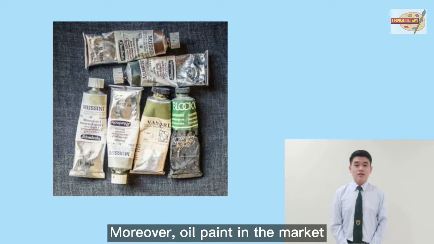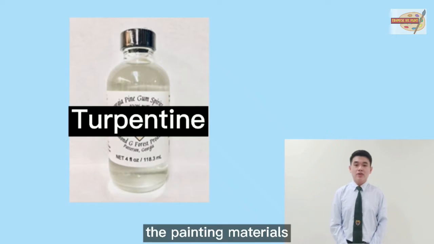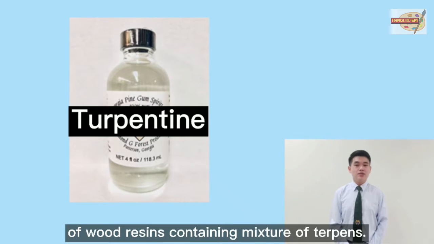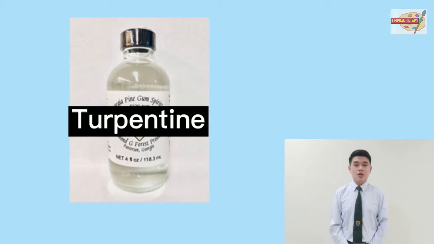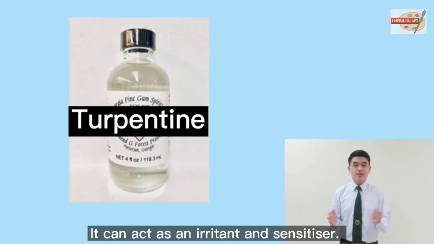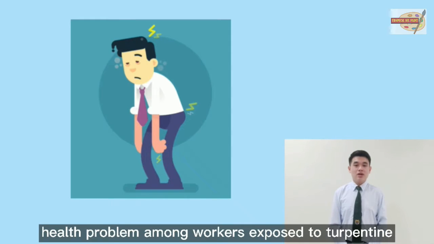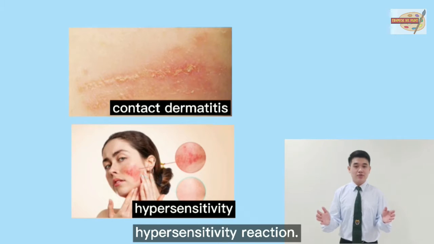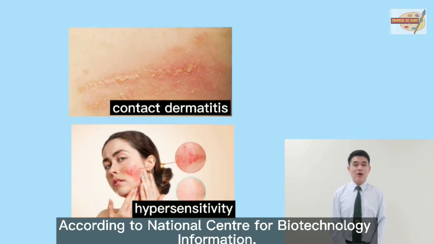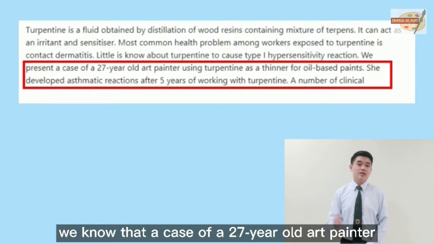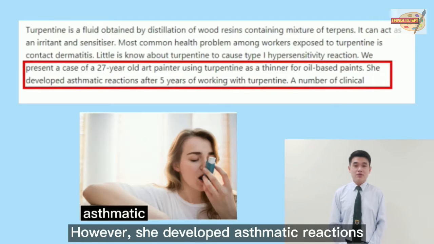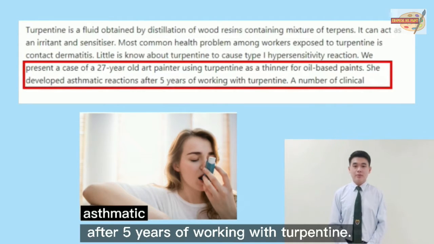Moreover, the oil paint in the market need to use turpentine to wash and clean the painting materials. Turpentine is a fluid obtained by distillation of wood resins containing mixture of terpenes. It can act as irritant and sensitizer. The most common health problem among workers exposed to turpentine is contact dermatitis and hypersensitivity reactions. According to the National Center for Biotechnology Information, we know that a case of a 27-year-old oil painter using turpentine as thinner for oil-based paint. However, she developed asthmatic reaction after 5 years working with turpentine.